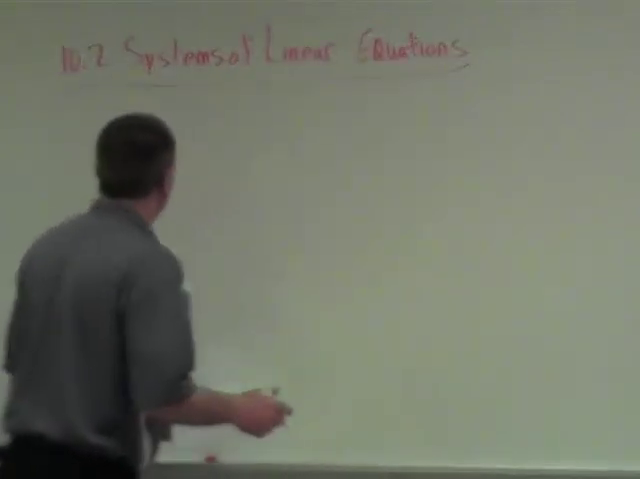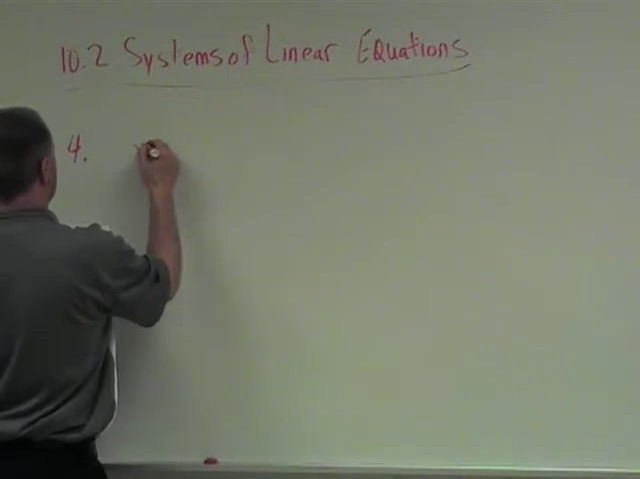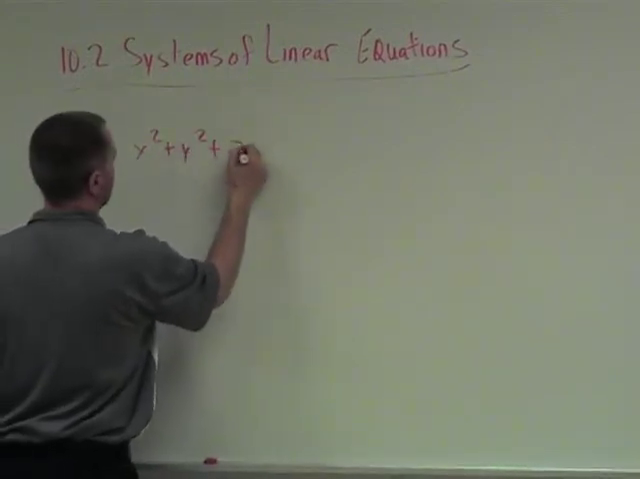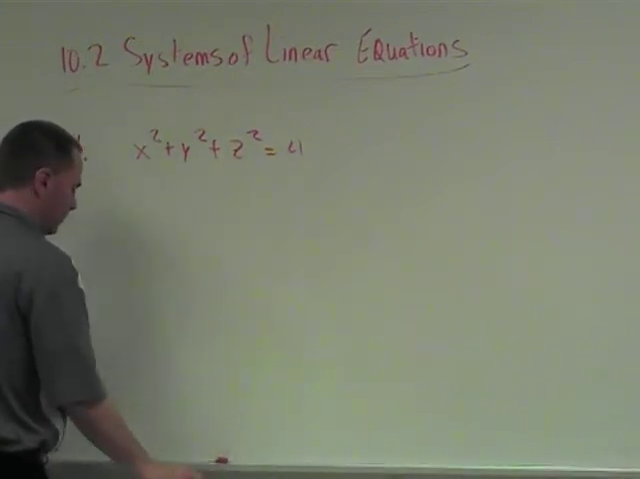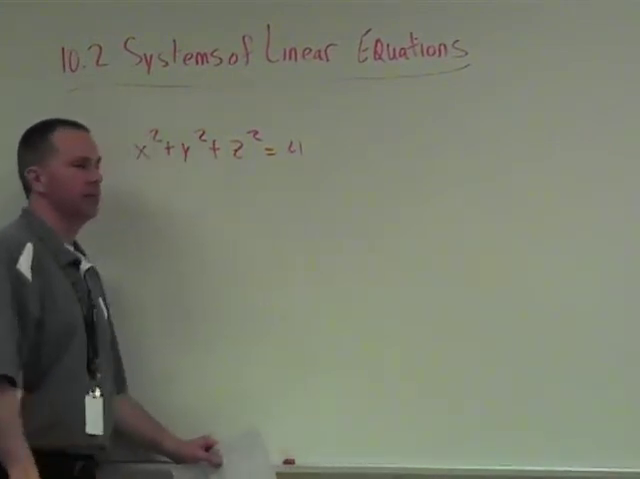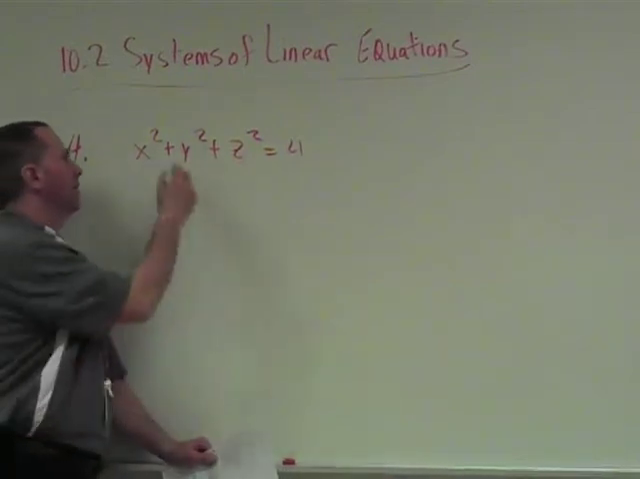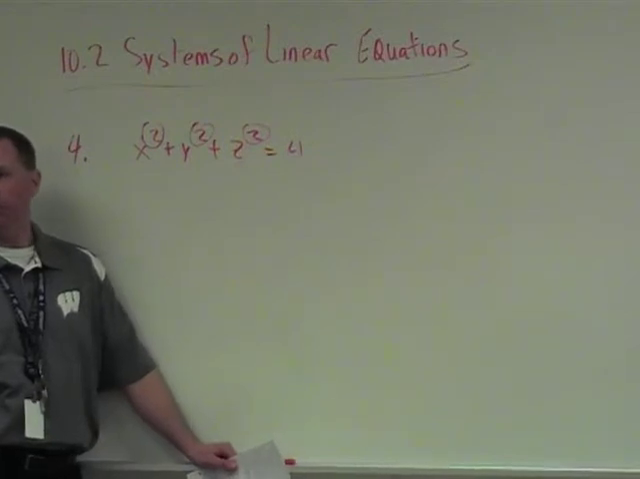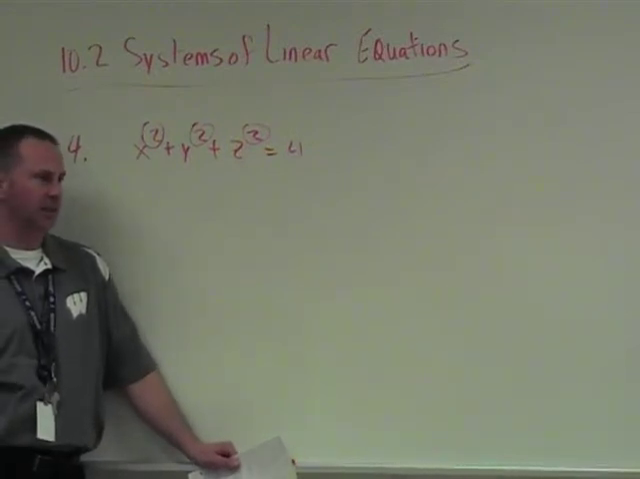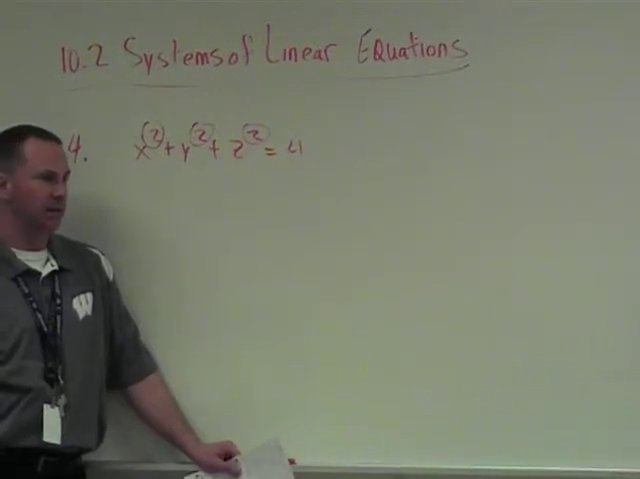So let me first make sure we understand what linear means. On number 4 we have x squared plus y squared plus z squared equals 4. And then ask you, is this a linear system or not? There's other equations that go with it, but the point is, it's not linear because these have 2's. They all have to be 1's for it to be linear, to be straight lines. And we're not just talking about the xy plane, we're talking about 3 dimensions, x, y, and z.